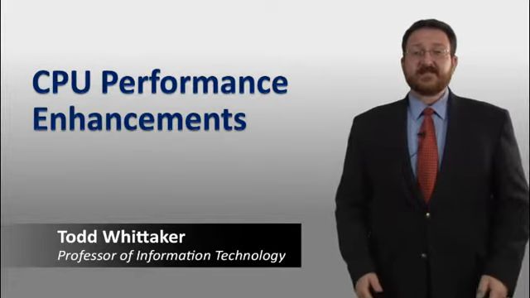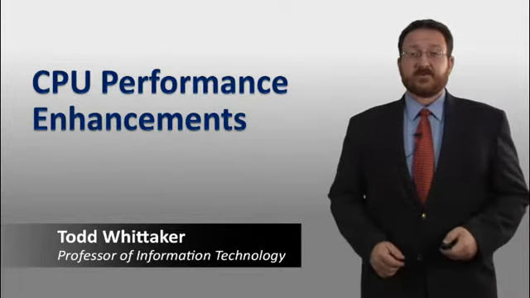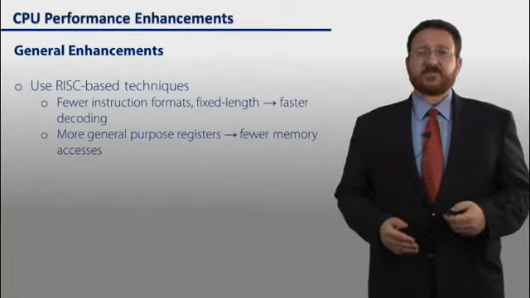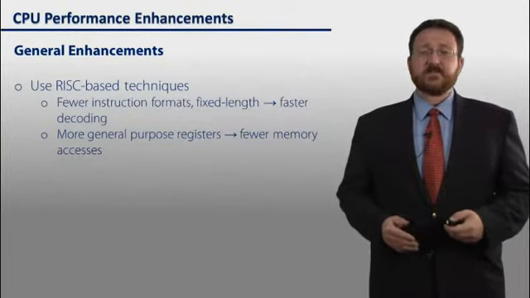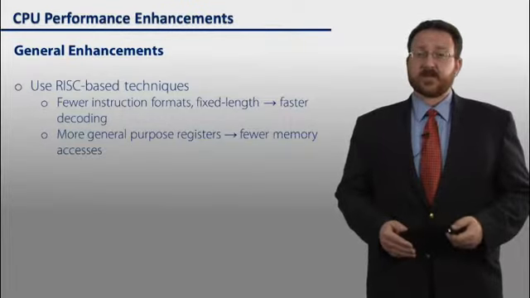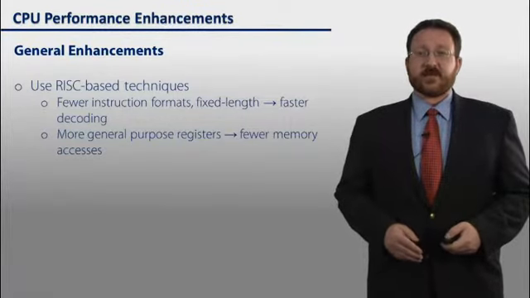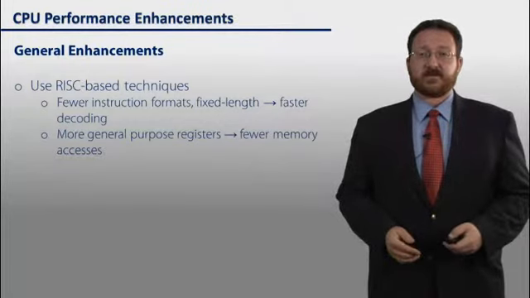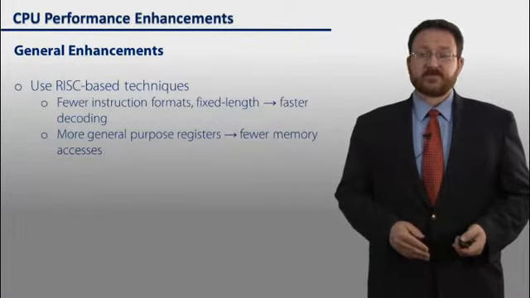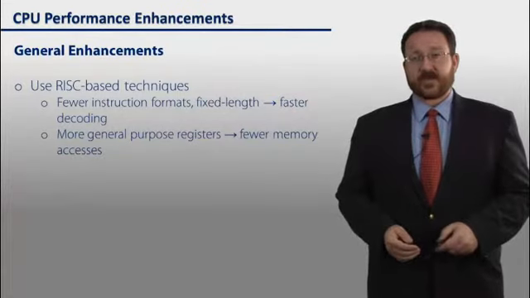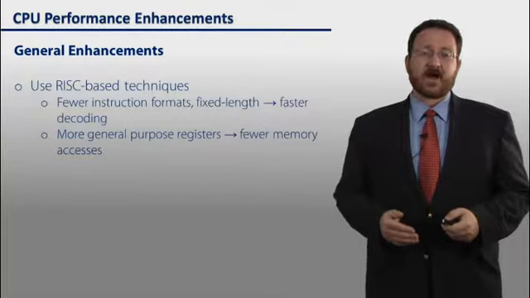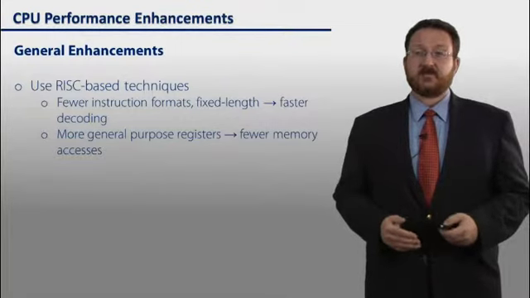Hello. In this segment, we're going to be talking about CPU performance enhancements. Already we've talked about the use of RISC-based techniques, and these would be applicable in this situation as well in general. Fewer instruction formats that are fixed length means that we're going to have faster instruction decoding. More general purpose registers means that we're going to use fewer memory accesses. But beyond these two general performance improvements, how can we improve the performance of our processors?